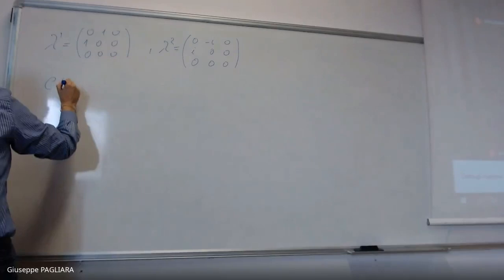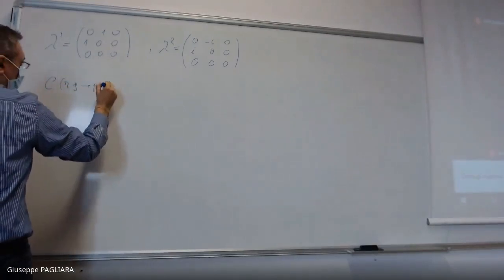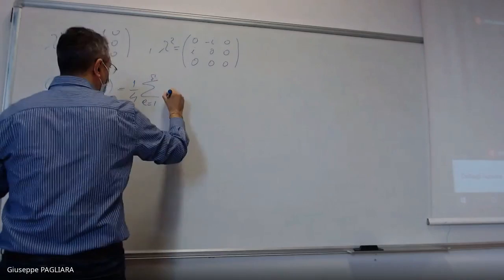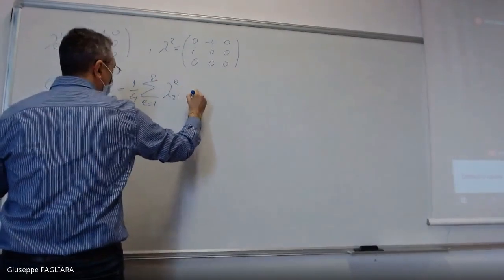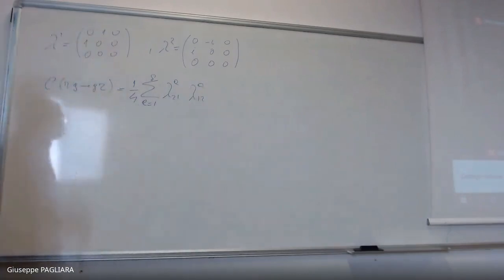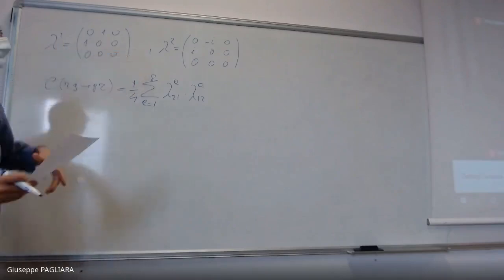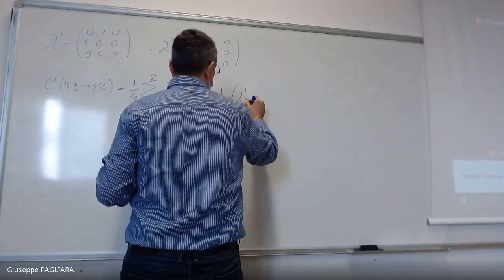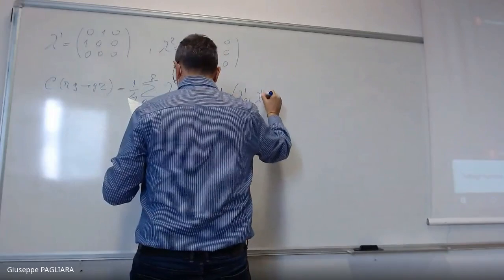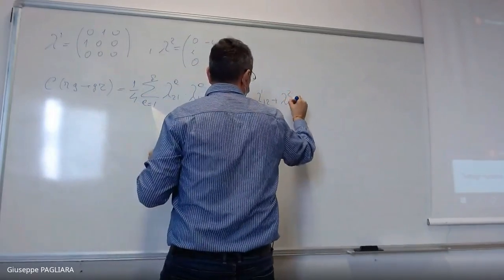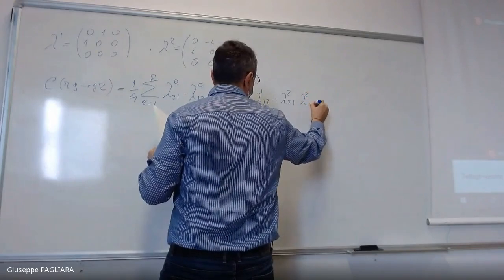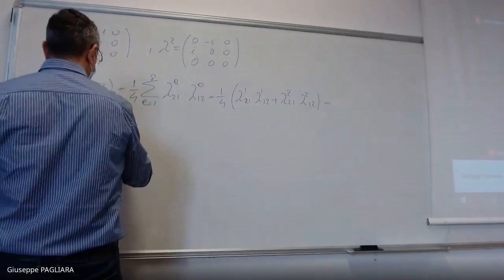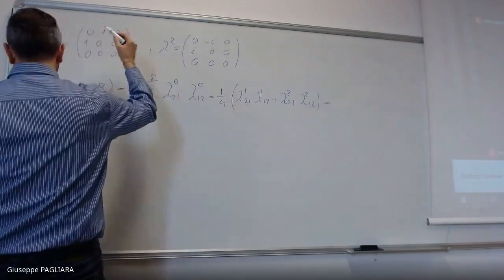So we are now interested in the color factor red-green into green-red. So this is 1/4, and then we have 2, 1 times 1, 2. And we have two contributions from lambda 1 and lambda 2. So here is 1/4, and then we have lambda 1, 2, 1 times lambda 1, 1, 2, plus lambda 2, 2, 1 times lambda 2, 1, 2. Let's pick up the values from the matrix. So lambda 1, 2, 1 is just 1.